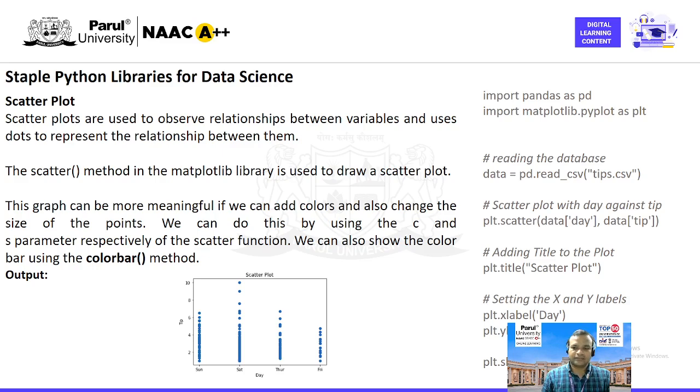And setting the x and y labels. So we use here xlabel as day and ylabel as tips. After that we want to print it. So you can see here this is the scatter graph.